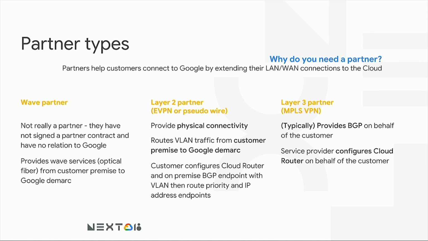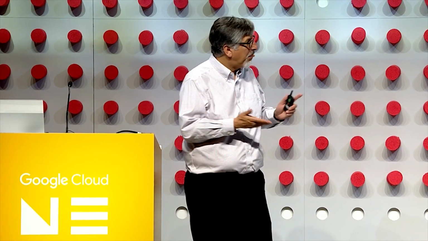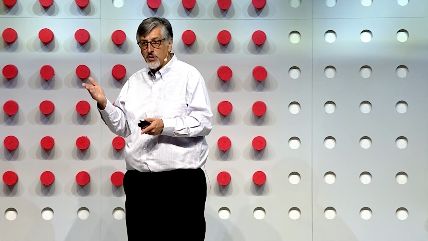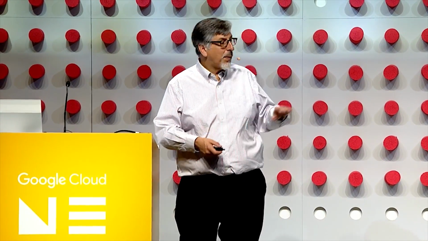Another type of partner is what we call a layer 2 partner. They're either known as EVPN or pseudo-wire partners. And all they provide you is a physical connection over which you can then do a layer 3 VLAN. There are a number of partners, and if you go to our website, we actually categorize partners that do layer 2 or layer 3 connectivity. But those partners are giving you the ability to manage the VLANs on your equipment on premise.